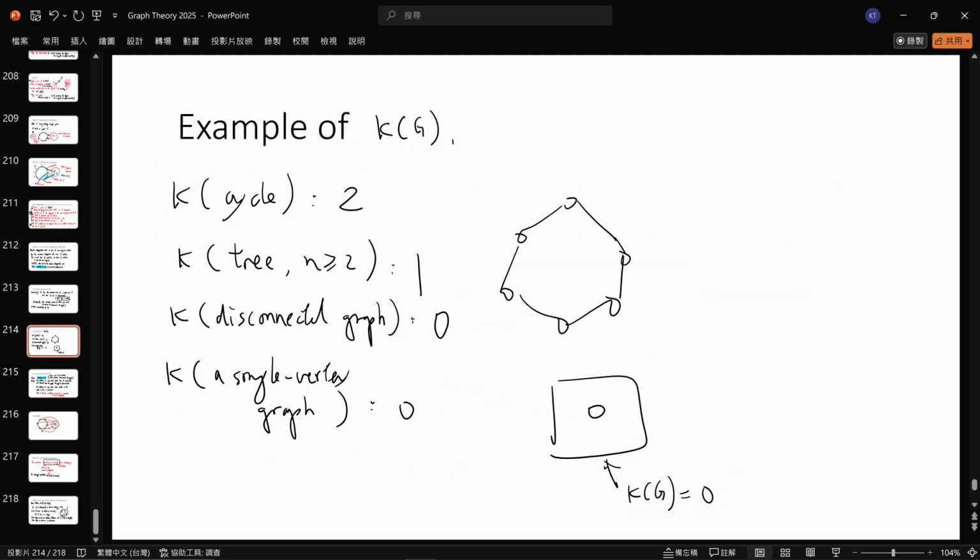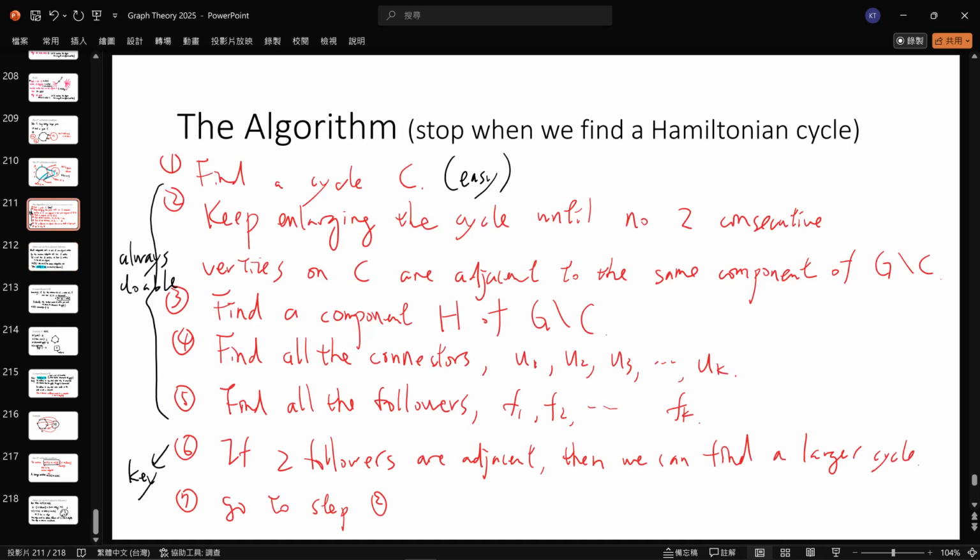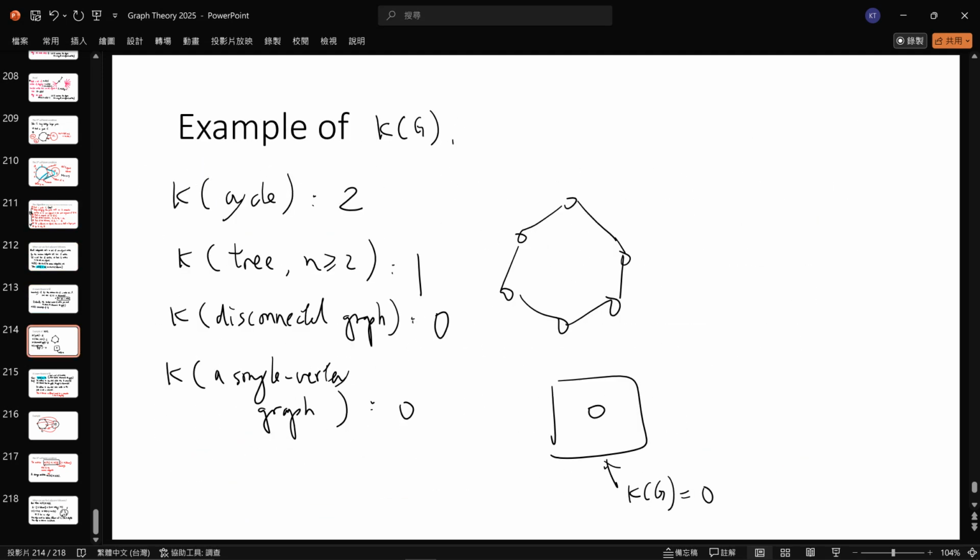Okay, one final question. The last question is about the first cycle. Now we have made sure that in step 6 we can always find adjacent followers as long as we have the condition that alpha G is at most kappa G. How about step 1? Can we say that if alpha G is at most kappa G, then we can always find a cycle?